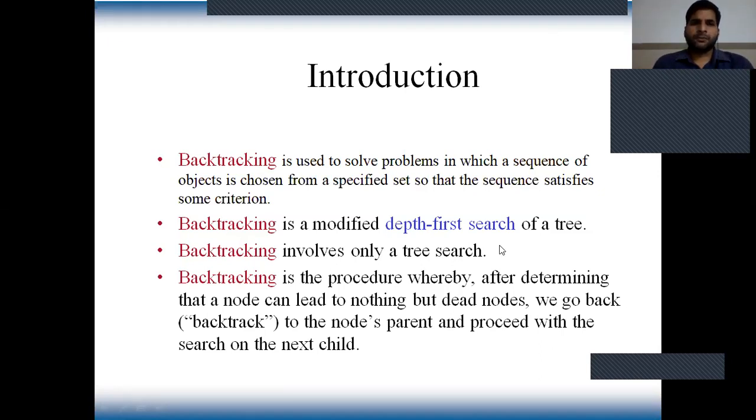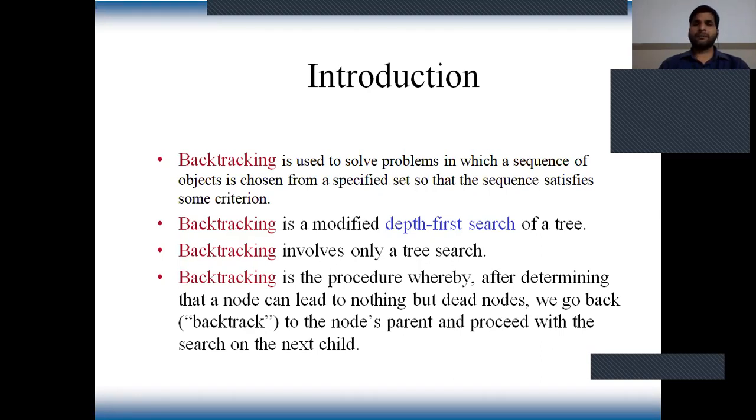Today in this lecture we will discuss backtracking. First, we introduce what backtracking is. Backtracking is used to solve problems in which a sequence of objects is chosen from a specified set so that the sequence satisfies some criteria. Backtracking is a modified depth first search of a tree.